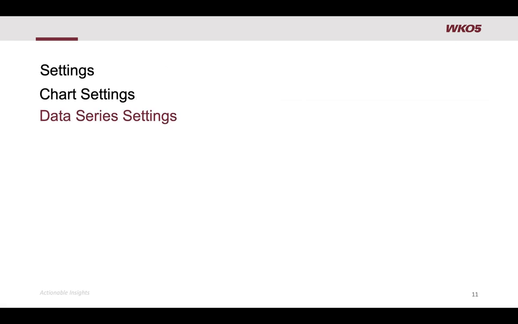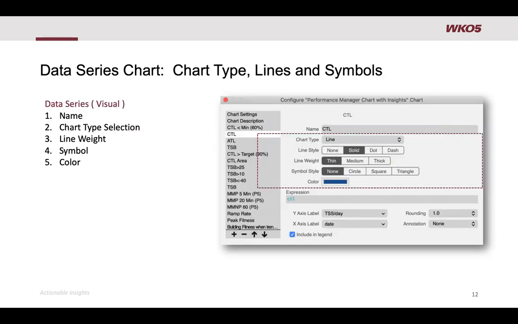Now let's talk about data series settings. So the data series, you begin to select data series over here on the left. You'll notice you have a different UI. The UI will change. The settings become different. So first we have the visual effects of the data series.